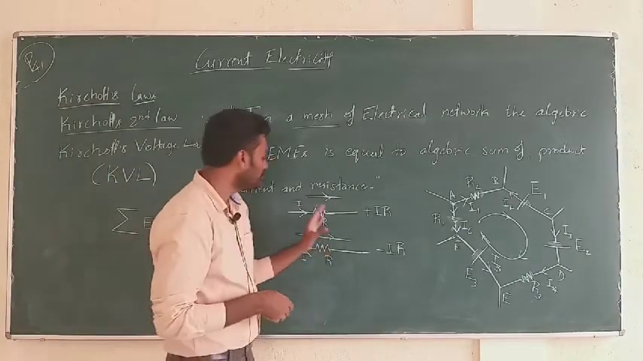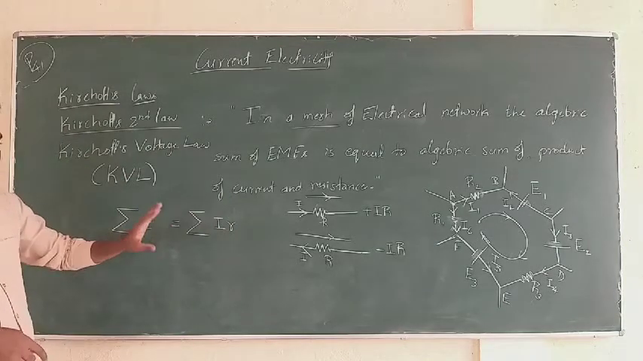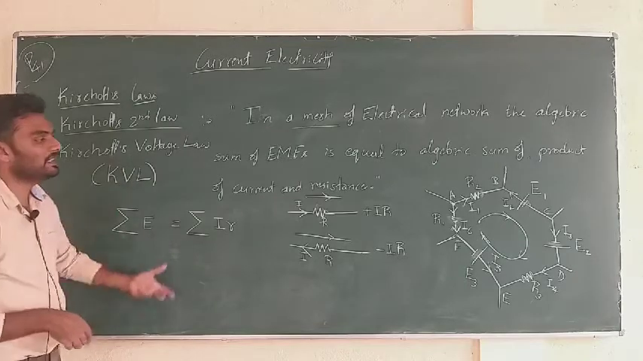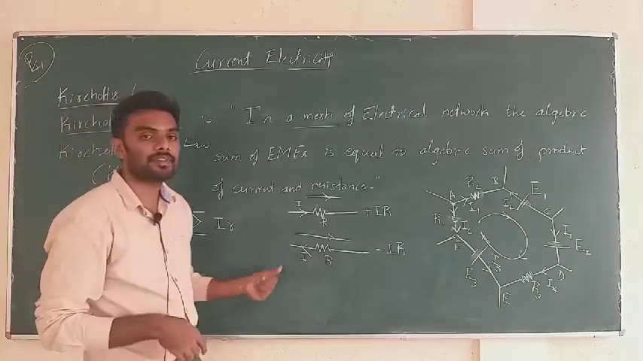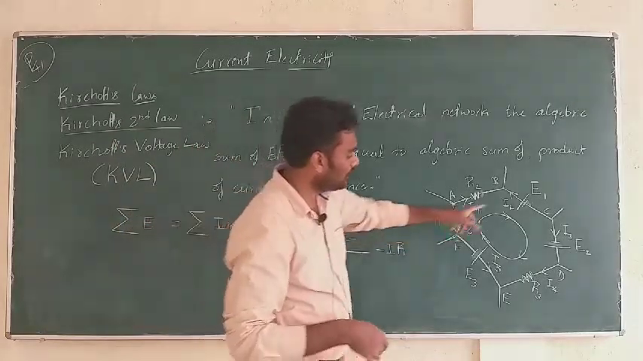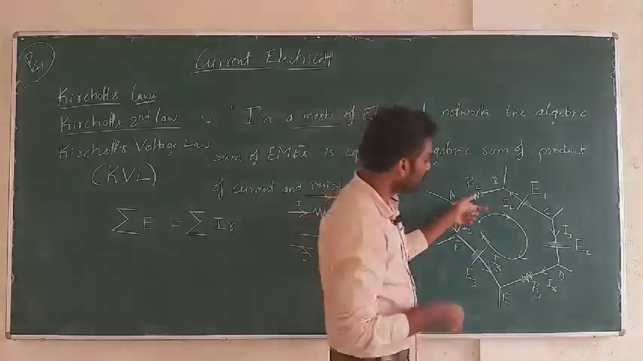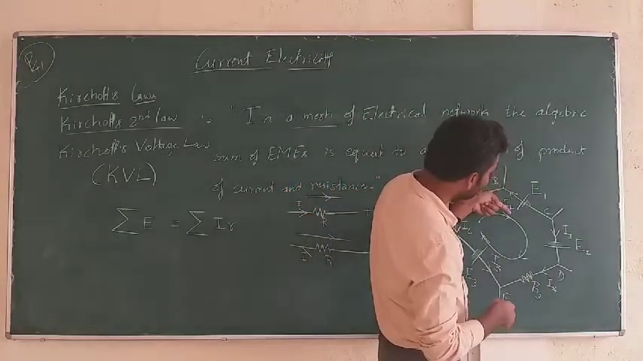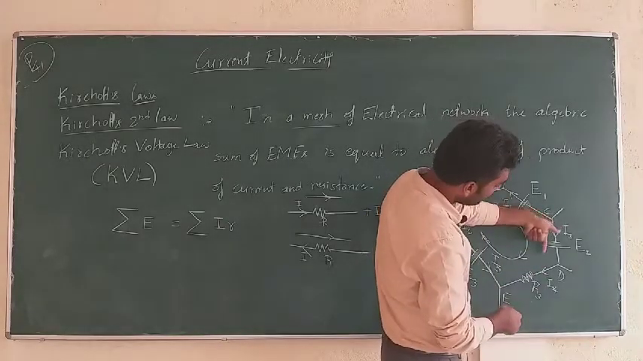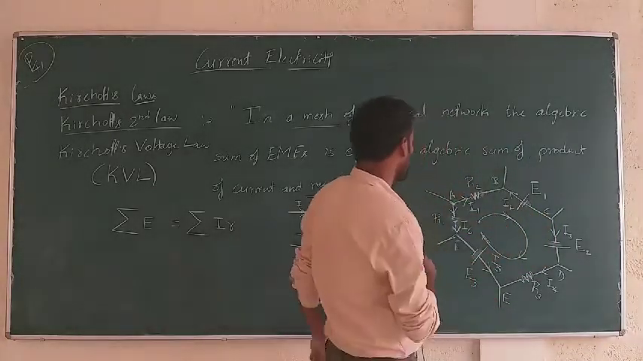Now, coming to the LHS of the equation, which says summation of E, the sum of all the EMFs. Once again, these EMFs have positive and negative signs assigned to them. Now we have 3 batteries or 3 cells connected in the circuit. You can observe the direction of traversal is like this for the first cell, this is the direction for the second, and this is the direction for the third cell.